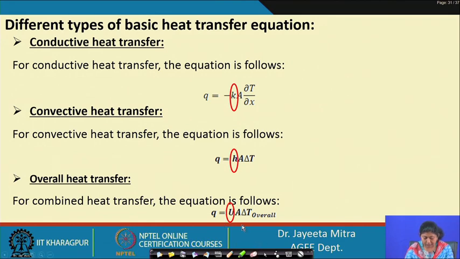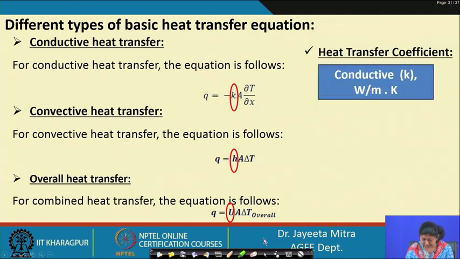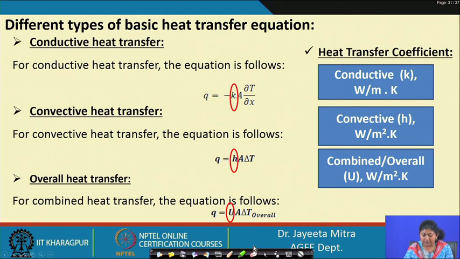Okay. So, Q equals U A delta T overall. Heat transfer coefficient: when we say conductive heat transfer coefficient K, that is in unit watt per meter Kelvin. Convective heat transfer coefficient H, unit is watt per meter square Kelvin or watt per meter square degree Celsius. And when we say combined or overall heat transfer coefficient, that includes H and K both. So, that is termed as watt per meter square Kelvin or watt per meter square degree Celsius.